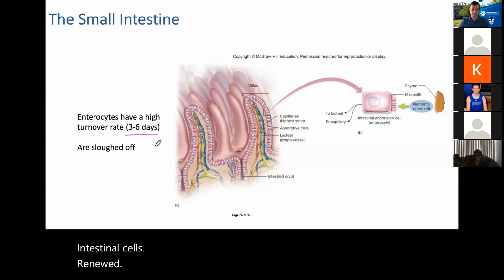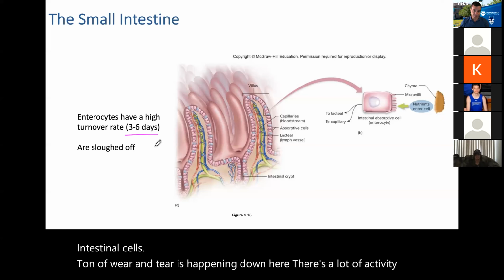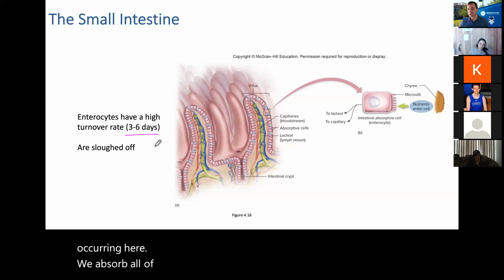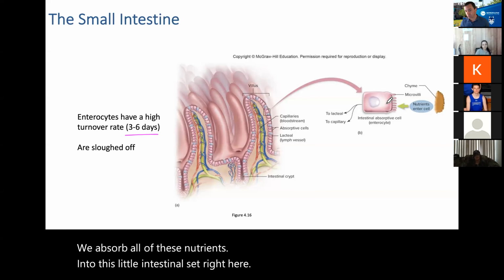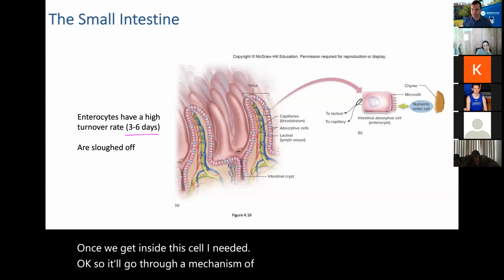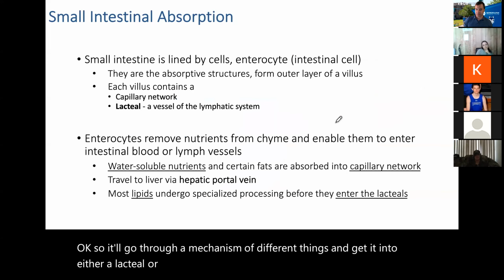A ton of wear and tear is happening down here. There's a lot of activity occurring here. We absorb all of these nutrients into this little intestinal cell right here. Once we get it inside this cell, I need it out. So it'll go through a mechanism of different things and get into either a lacteal or a capillary. So let's go back to here.